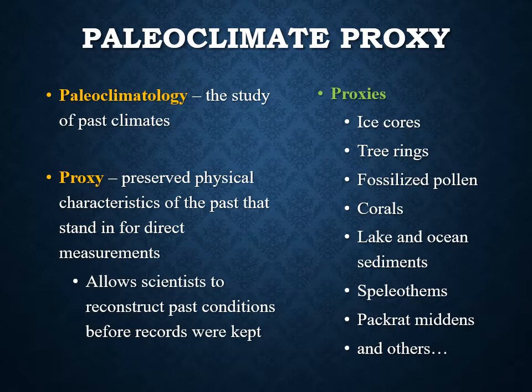So here you can see some of the proxies, some of the tools by which we can get information about ancient climate. So from ice cores, from tree rings, from fossilized spores and pollens, corals, lake and ocean sediments, speleothems, that is the stalactites and stalagmites found in caves, packrat middens, and numerous others also. So together, all these proxies give us information.